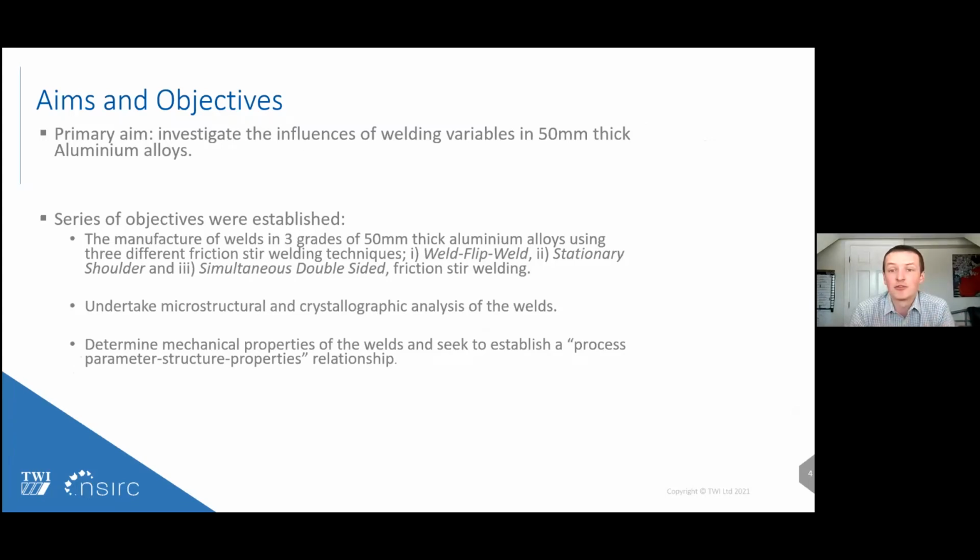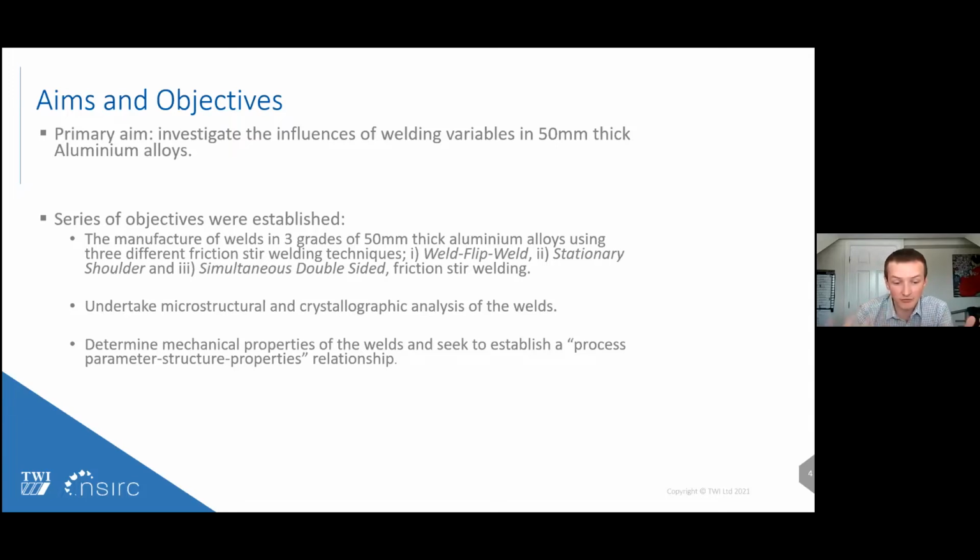To do this, we set up a series of objectives. The first one being we would produce 9 welds in 3 different friction stir welding techniques in 3 different aluminium alloys. These alloys were 5083, which is typically used in the marine industry, 6082 and 7050, which are both used in the aerospace industry. And the 3 techniques are actually covered in more depth in the next slide, so I'll skip over those. Once we'd produced the 9 welds, an array of microstructural and mechanical tests were undertaken, which included but weren't limited to EDX analysis, tensile and hardness testing.